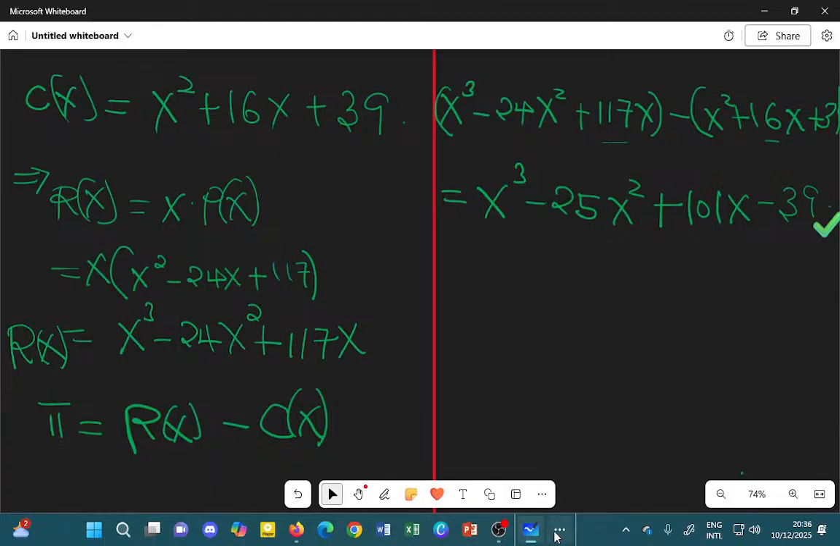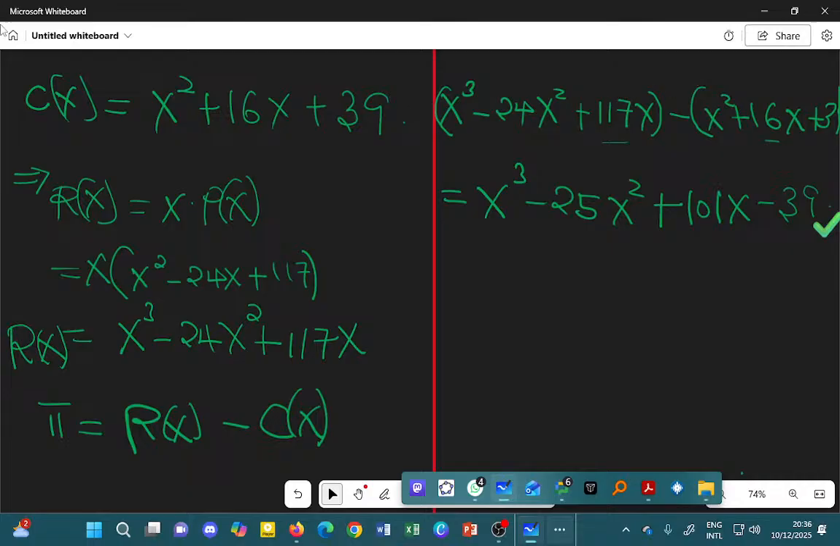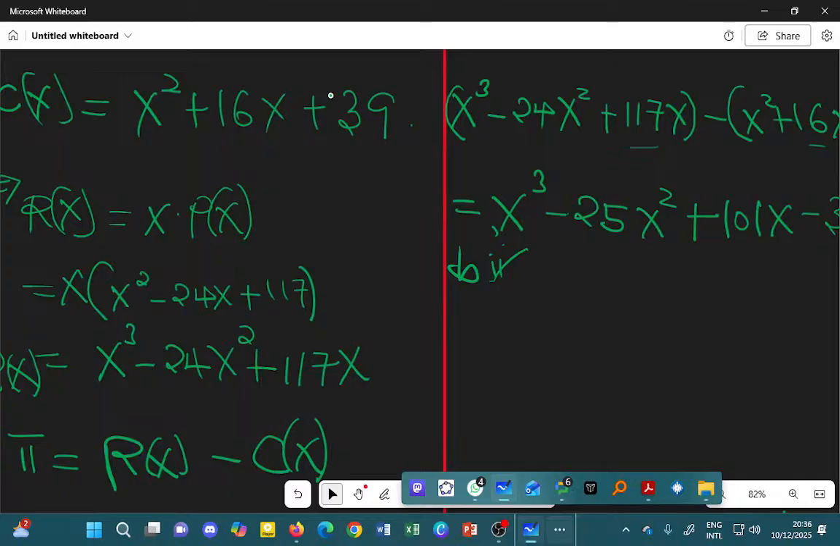Part B required us to answer the selling price per building constructed that will maximize profit. So how do we go about that? Again, just as we were told, it's all about calculus. There's no way you can do this without bringing in calculus. So selling price per building, we'll see that. That should be B part 2.